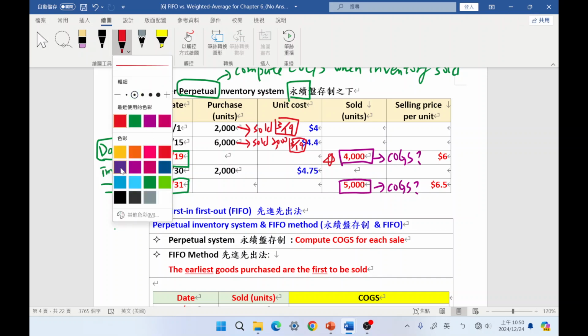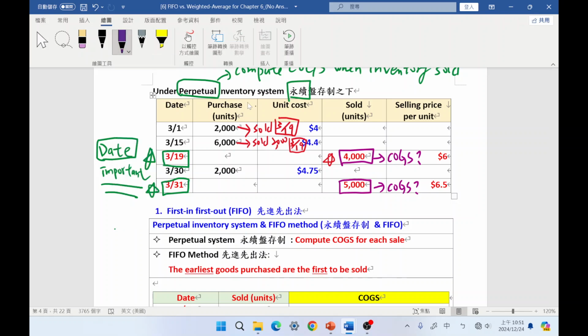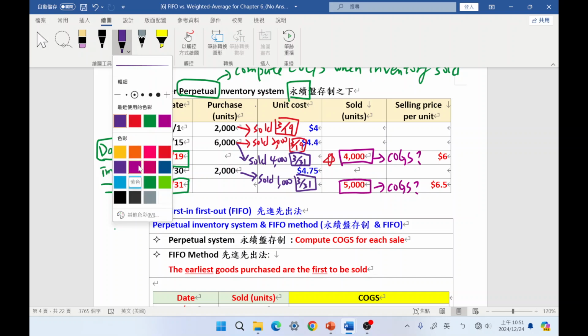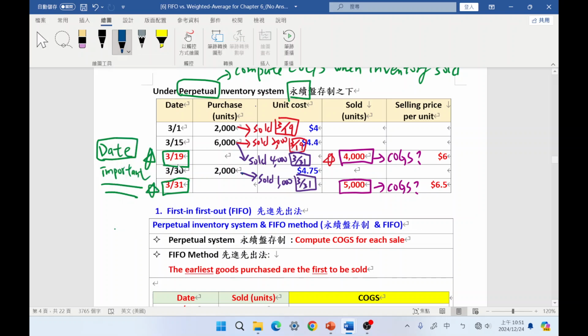Since we sold our first one, we go to our second one. For the second one, we still have 4,000 units, right? So we sold 4,000 units for your March 31. But it's not enough, right? So we continue to our last inventory. For the last inventory, we just need to sell 1,000 for your March 31st. So we still have 1,000 inventory left. So unsold should be 1,000. That 1,000 unsold is your ending inventory.